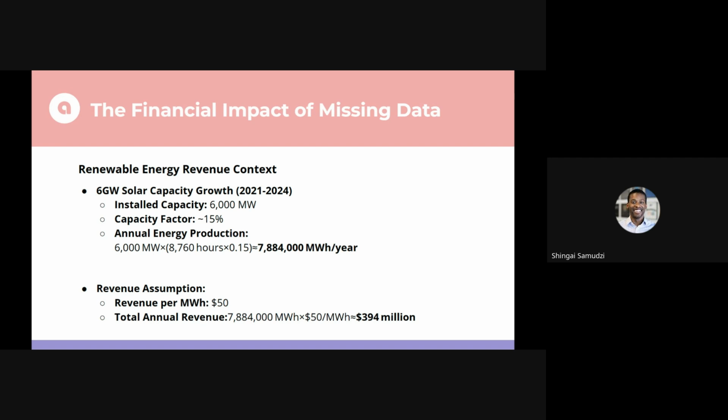The actual capacity factor, the actual production, degradation, things like that, the actual numbers are going to be a little bit off from that. But what I'm really trying to get at here is an order of magnitude estimate of the total number of megawatt hours per year that are generated. And this translates to about just under 400 million USD of total annual revenue, if we assume about $50 USD of revenue per megawatt hour. And again, these numbers are meant to be illustrative in order of magnitude.